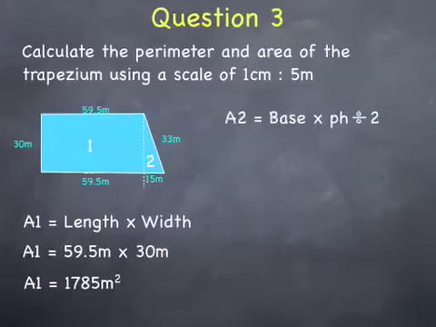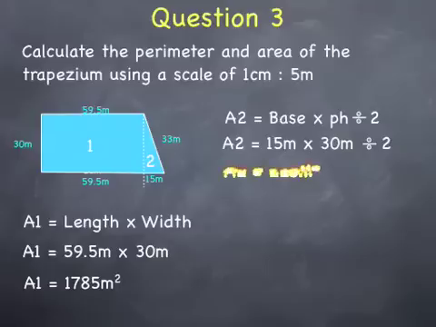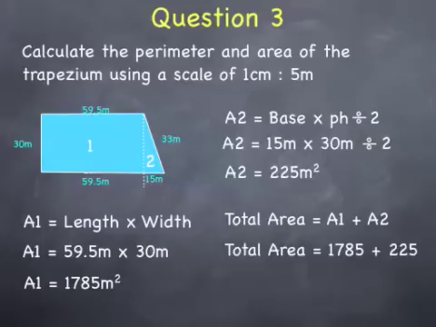Now let's look at the triangle. Remembering, we're still doing these areas the same way. We've got to remember our formulas: base times perpendicular height divided by 2. So the base of that little triangle on the side is 15 metres times 30 high divided by 2 equals 225 square metres. So our total area of the first piece plus the second piece is 2,010 square metres. Okay, so that's how to do perimeter and area when you're using scale maps. Convert them to real life measurements, then calculate perimeters and areas. Alright, it's time to try it out on page 10.